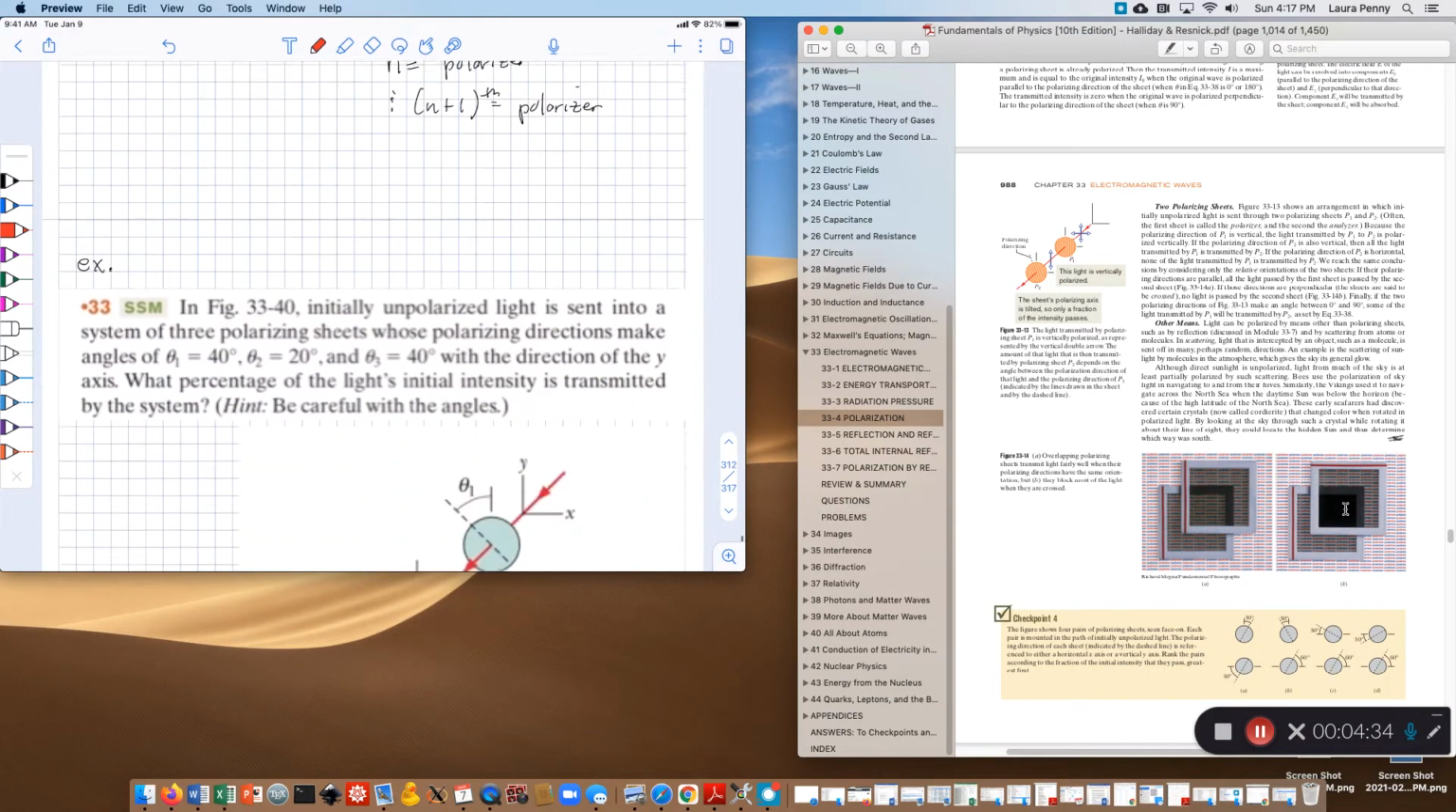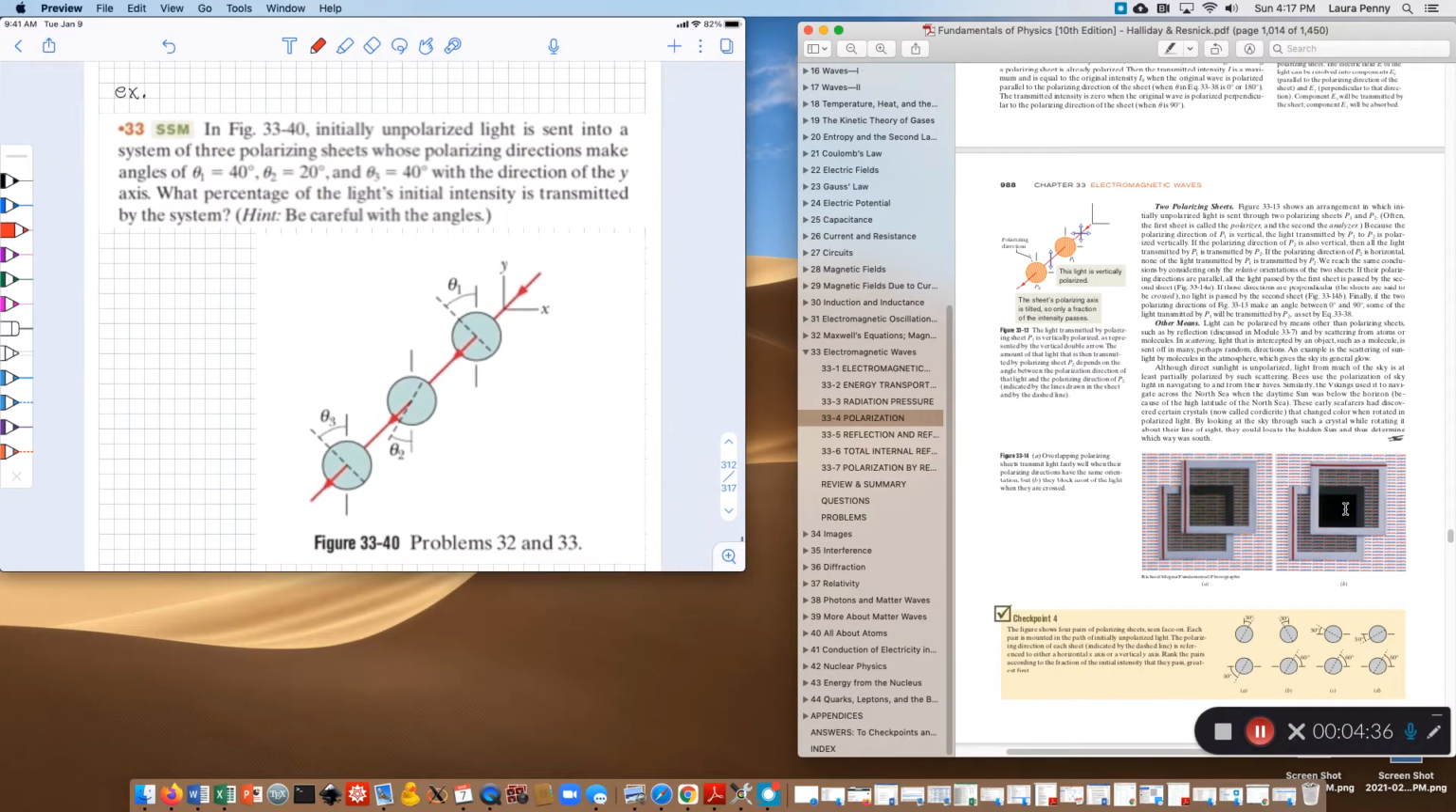So let's do a problem, because that really always makes things much more straightforward. This is the one I want y'all to do, number 33. It shows us what's actually happening. So we have light that's coming in. Back here, this is our unpolarized light, and so we have intensity 0 that's coming in. And then it hits this first polarizer, where it tells me that this angle is 40 degrees.